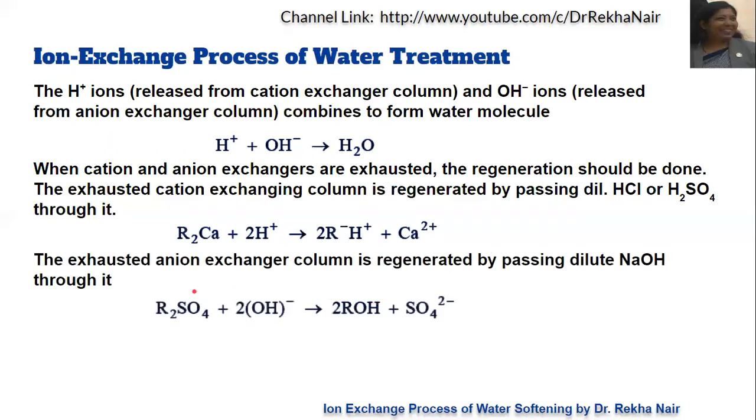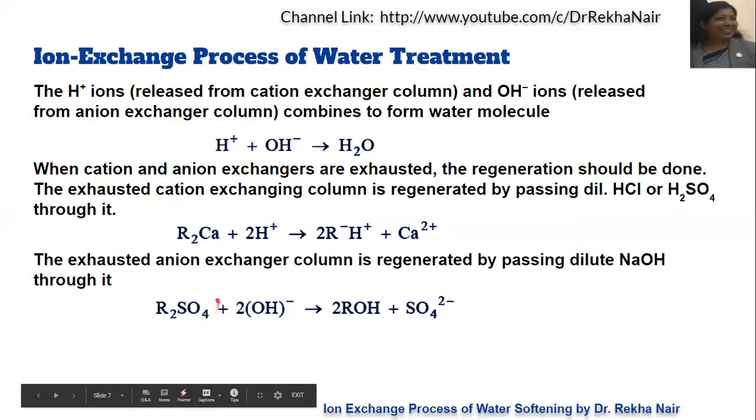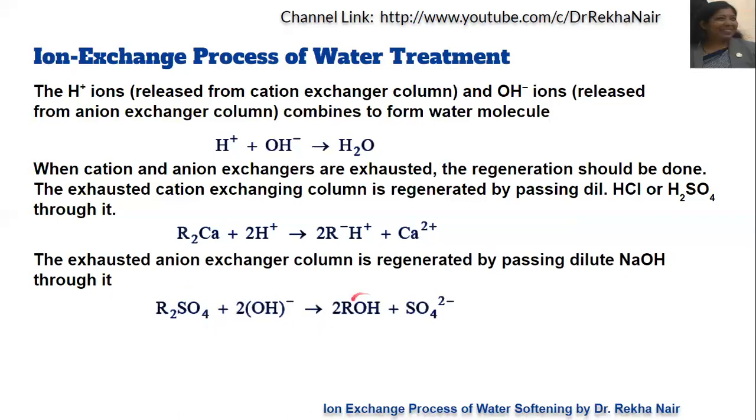And the anion exchanger column here, the R2SO4, will be treated with sodium hydroxide. We can take any alkali, for example sodium hydroxide. So here sodium hydroxide, OH-, will be reacting with R2SO4, and it will replace SO4 by OH. So it will become ROH, and we get SO4 2-.